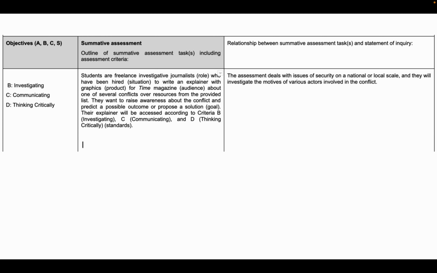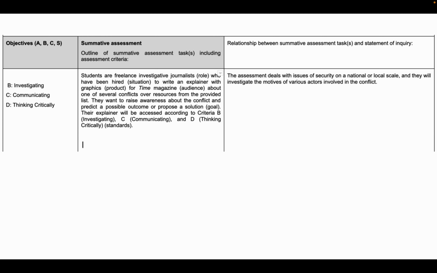I would give students a list of resource conflicts, such as China's Nine Dash Line, could be one of their options. They want to raise awareness about the conflict and predict a possible outcome, or propose a solution. This part, I provided two goals for the students. This is, in my opinion, an example of differentiation where the students can decide which way they want to take their explainer. The explainer will be assessed according to criterion B, C, and D.